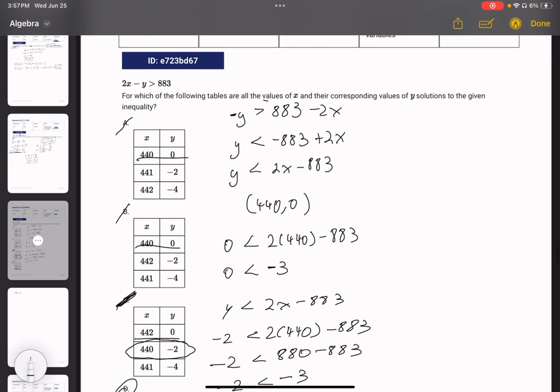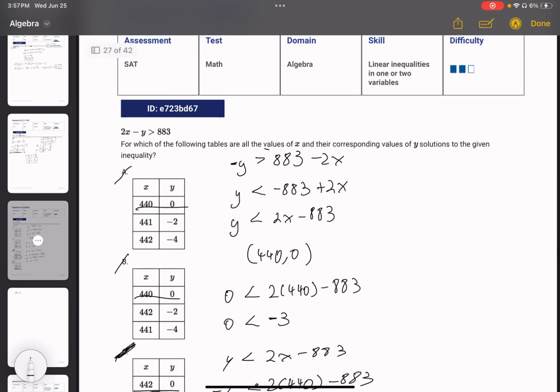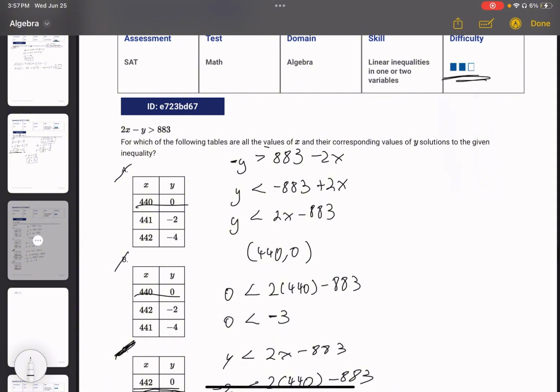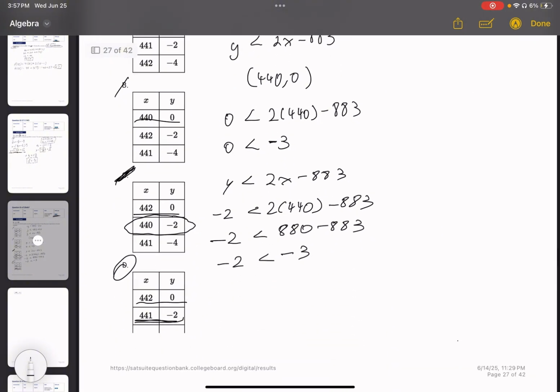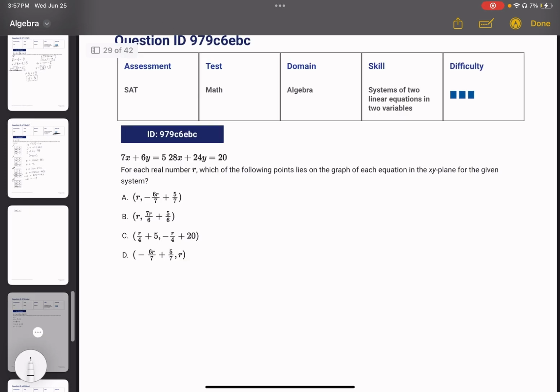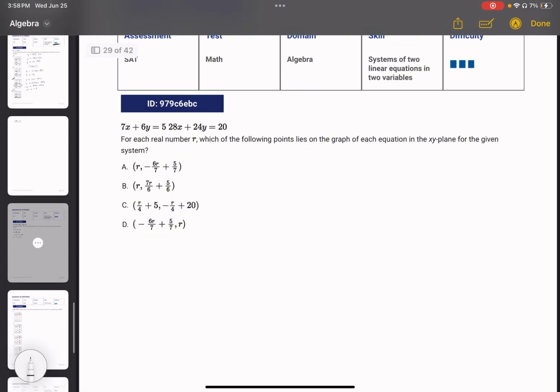I wouldn't waste any more time on it since it is a time-consuming problem, especially for only being medium difficulty. So maybe not worth the most amount of points in your time. We're going to do another question.